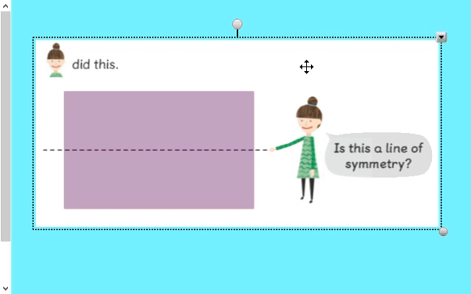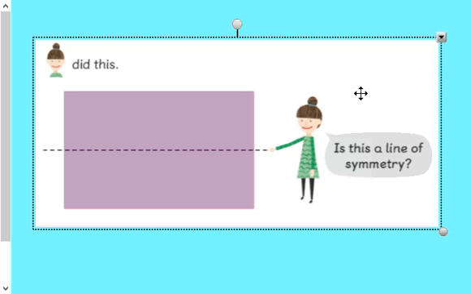How about the rectangles? This young lady did this. And then she said, is this a line of symmetry? What I want you to do now is to think back to the square that we looked at just now. Think back to the rule that we've just come up with for lines of symmetry. And remember, everything that's on one side of the line has to look exactly the same as what's on the other. If we were to fold it along that line, it would cover exactly. So with that in mind, I want you to press pause and just think, is this a line of symmetry?